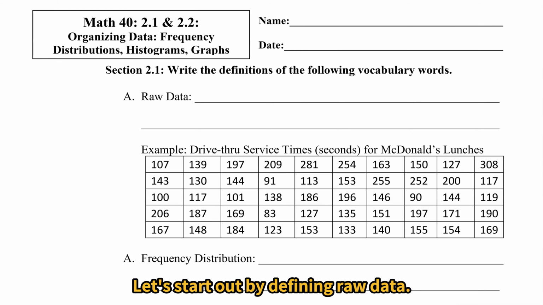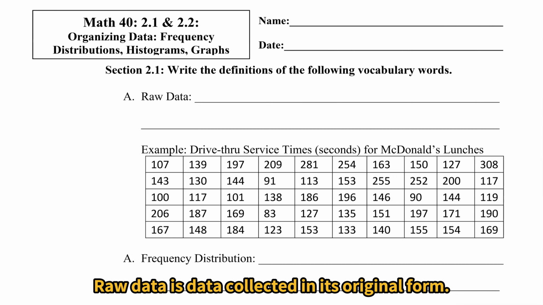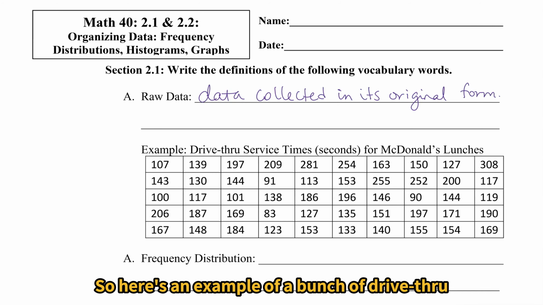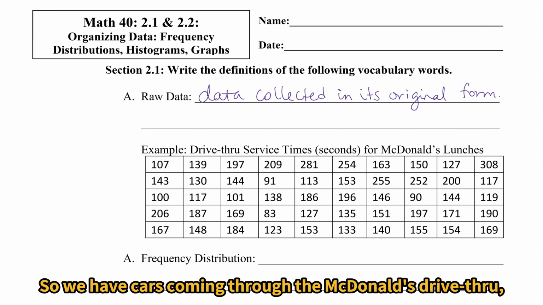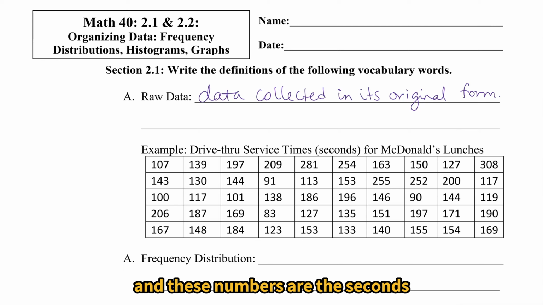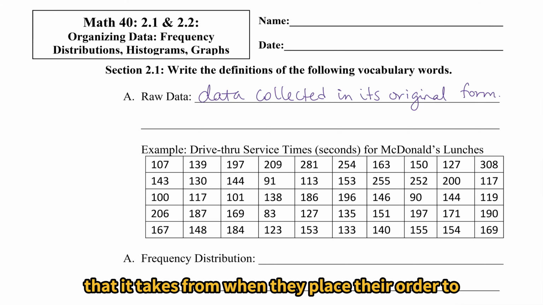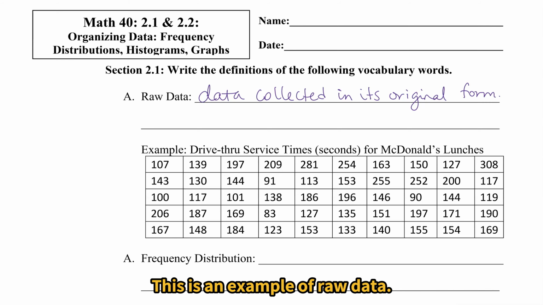Let's start out by defining raw data. Raw data is data collected in its original form. So here's an example of a bunch of drive-through service times for McDonald's at lunch. So we have cars coming through the McDonald's drive-through, and these numbers are the seconds that it takes from when they place their order to when they pick up their food. This is an example of raw data.